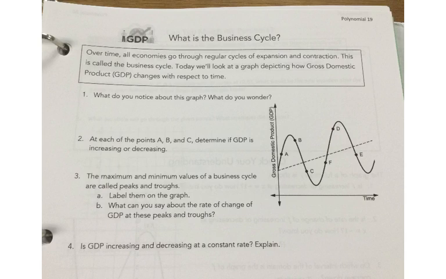The GDP changes with respect to time. So 1, what do you notice about the graph and what do you wonder? That's just your opinion right now. What do you notice about the graph? It's not constant. What is it? How would you explain what it looks like?